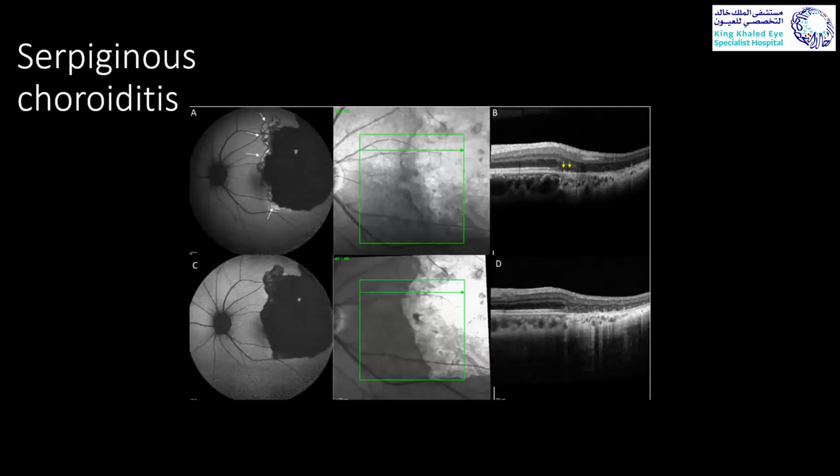This is another patient. You can see in pictures A and B old placoid lesions that start to reactivate at the edge of the disease. And if you do OCT at the edge of this disease, an area of hyperautofluorescence, it gives you outer retinal hyperreflectivity. And you can see in C and D, after treatment, this hyperautofluorescence resolved. It means that the disease is inactive.